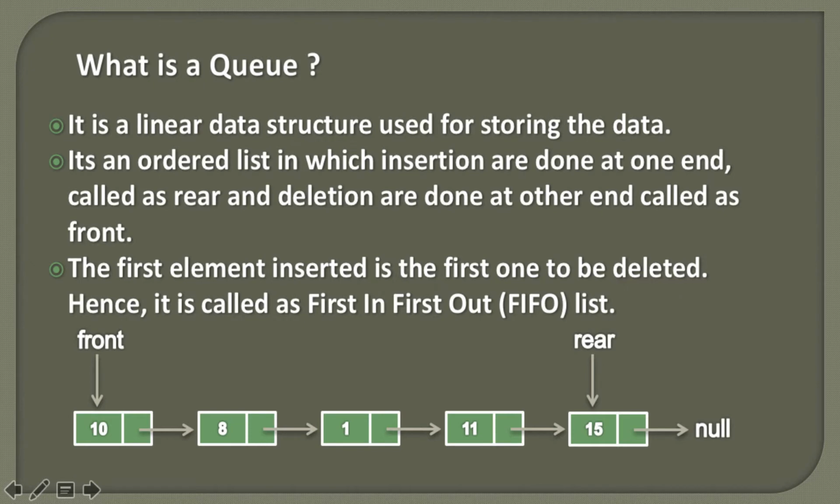So friends, in my previous tutorial we discussed what is a queue, and we know that it's a linear data structure used for storing the data. And here we also saw that it's an ordered list in which insertions are done at one end, which is called the rear, and deletions are done at the other end, which is called the front. We discussed how we can use this front and rear end to insert and remove the elements from a queue.